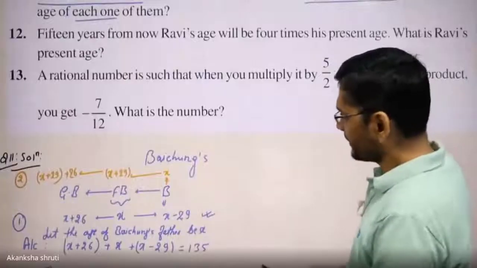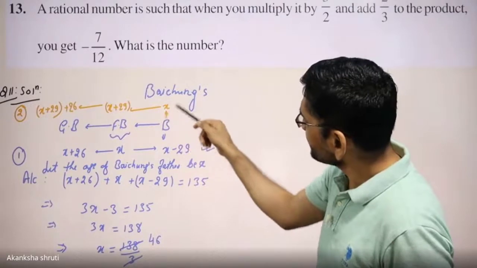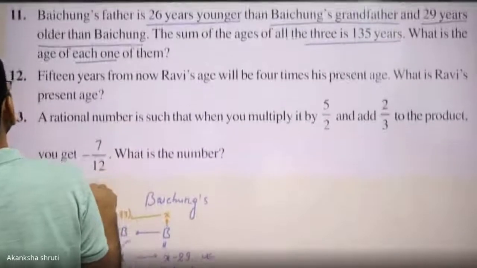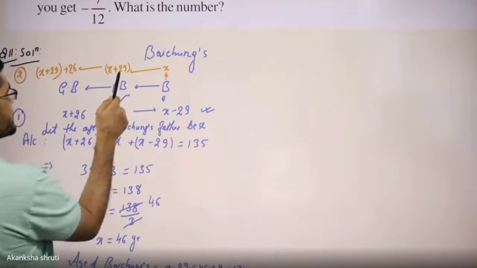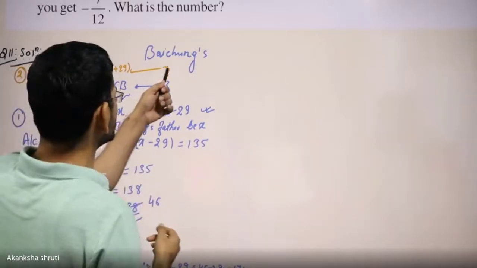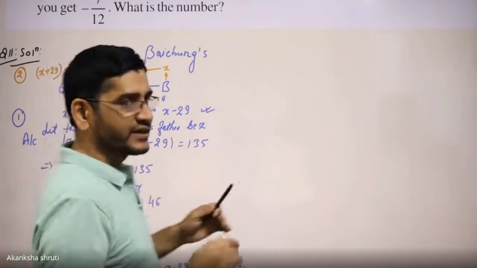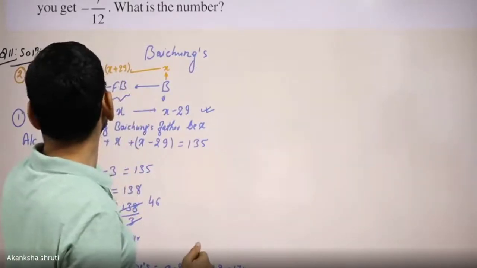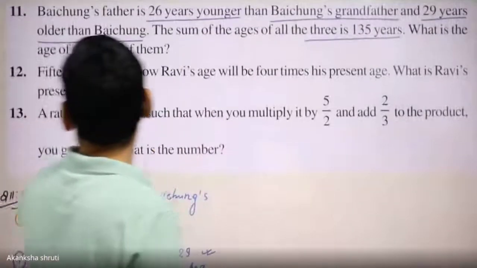So students, here we have assumed the age of Bechung's father as x. We may assume the age of Bechung's itself as x, and still we will get the same result. So it is up to you how you use it. Adding x plus 29 plus x plus 29 plus 26, you will get a different value of x this time, and this time x will be the age of Bechung's itself, x will be 17. The other way, you need to add 29 and add 26. So this was all about question number 11.